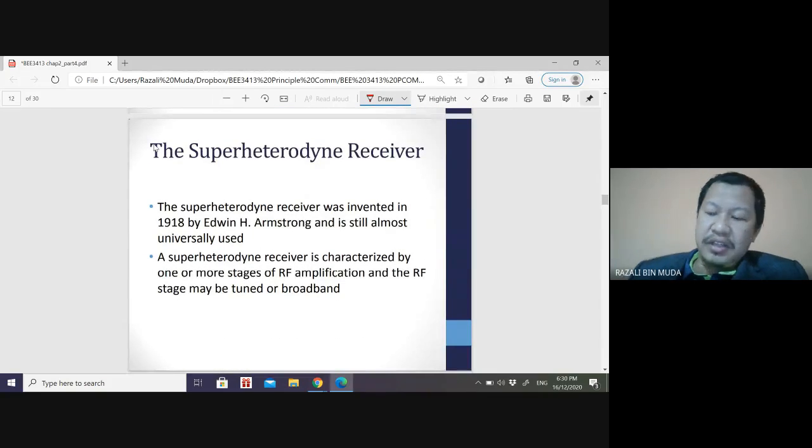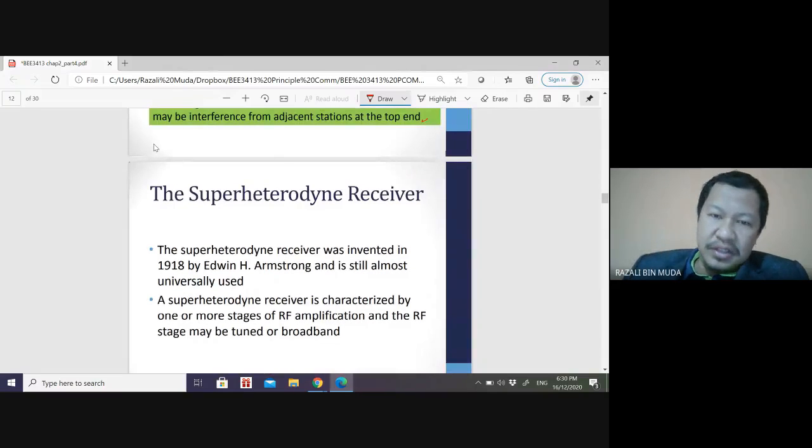Okay, now we will see after that. So now you can see that our discussion is from the basic or simple receiver. We improve using tuning circuit, audio amplifier, and so on and so forth. Then at the end, we will arrive at the superheterodyne receiver. Okay, so now we will discuss the superheterodyne receiver.